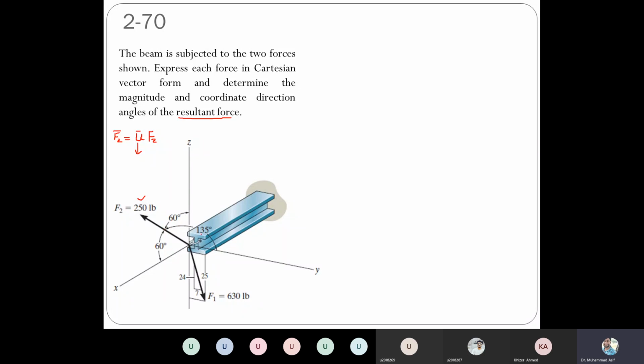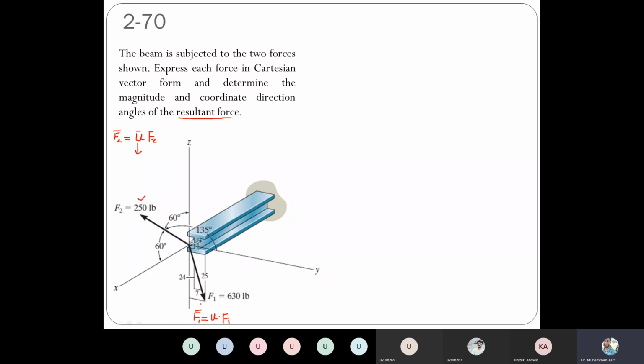So beta is 135, gamma is 60, and alpha is 60. So there is no problem for the F2 case. We can convert simply by multiplying with the unit vector. What about F1? How can we convert F1 into a vector force? Again, we have to multiply the unit vector with that value, F1, right? So what will be the unit vector of this force?